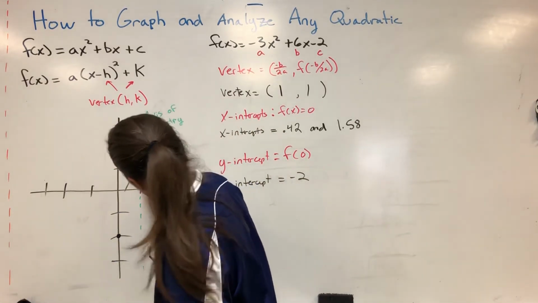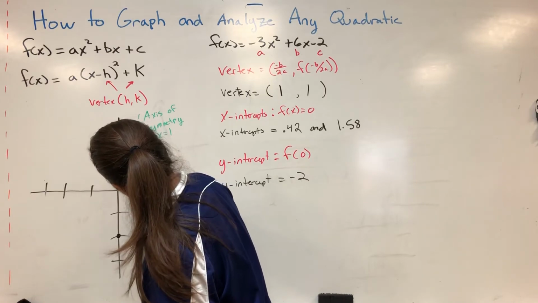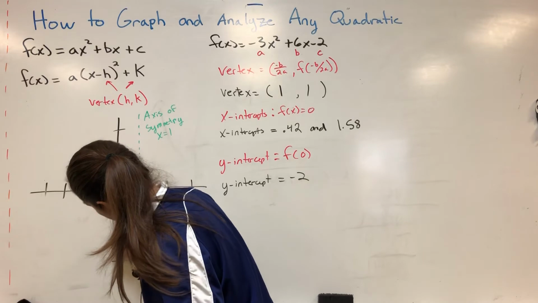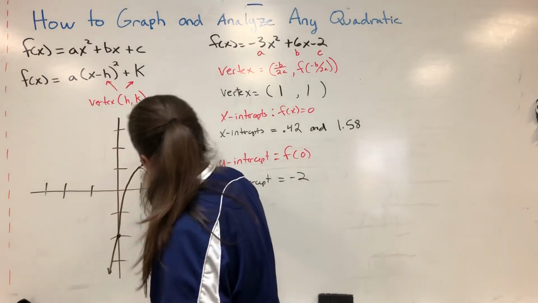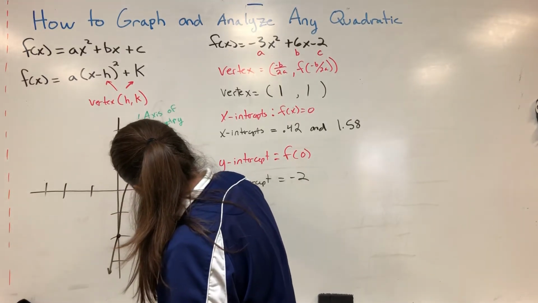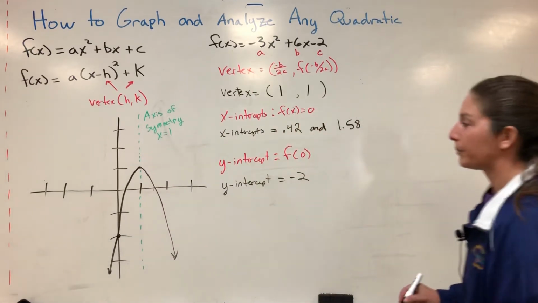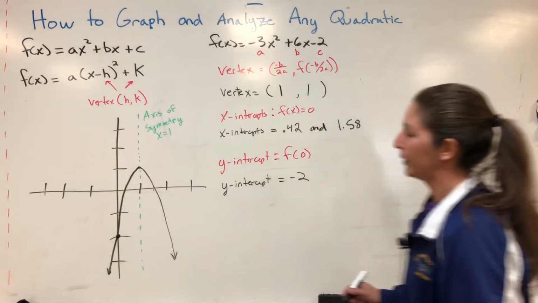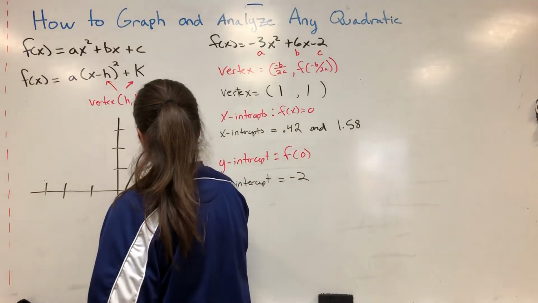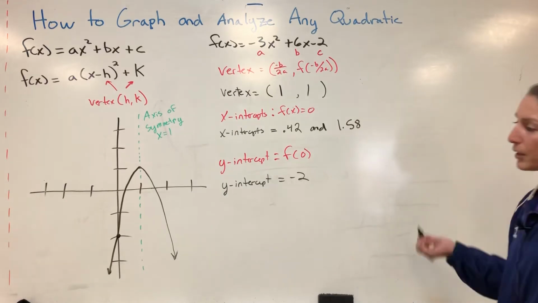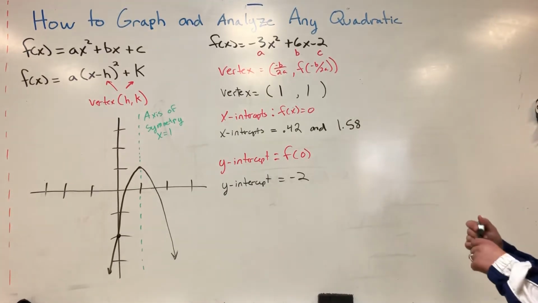Okay, so let me do my best here. This is going to be a little skinnier than I thought. Through there, and keep going. Through there, let me try to make it as symmetrical as possible, and keep going. That is not a tick mark, so let me get rid of that and clean this up a little bit. There we go. Okay, so that's the general shape of my parabola.